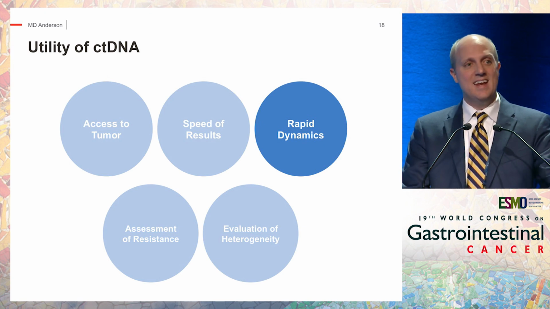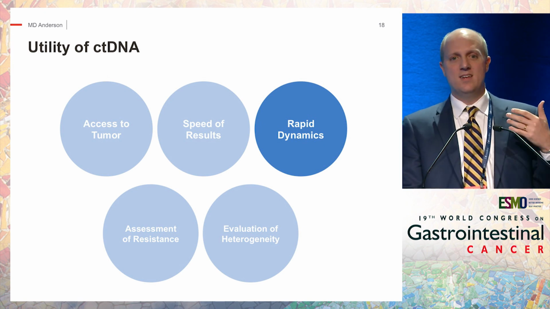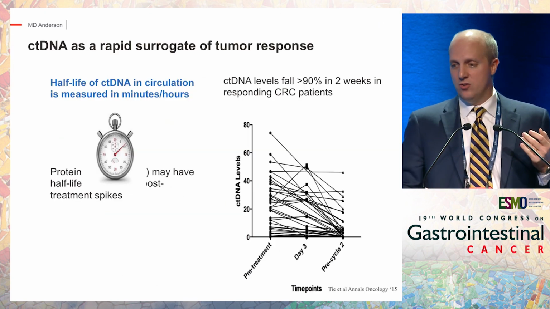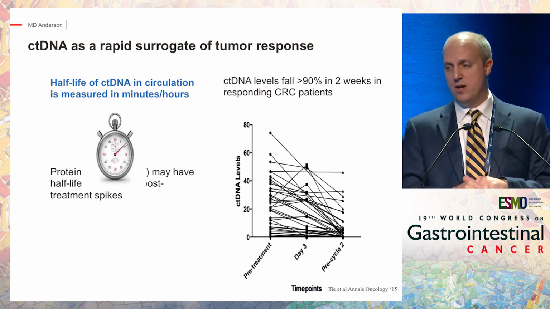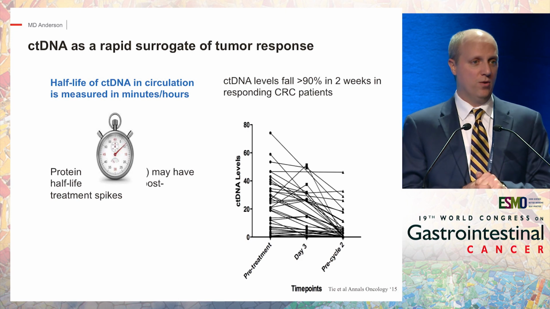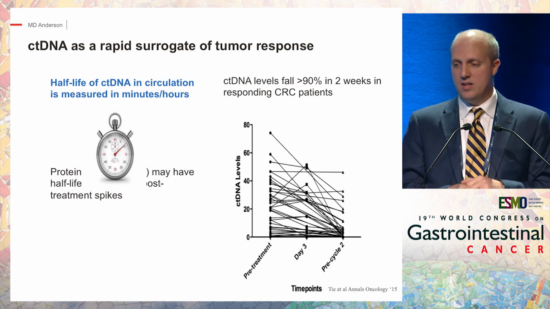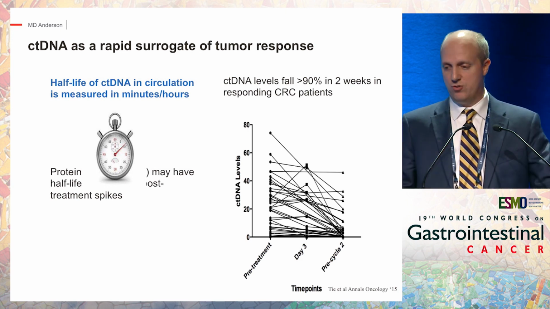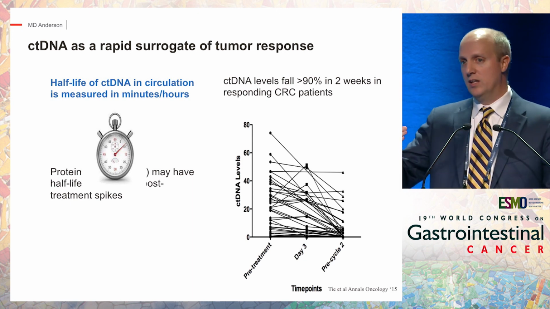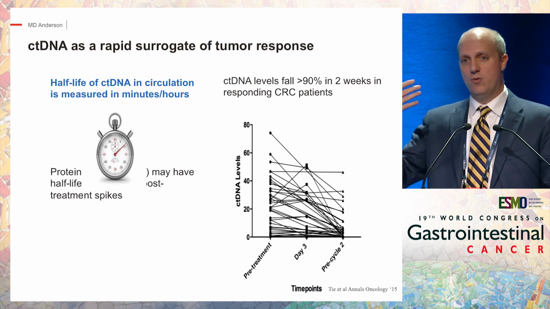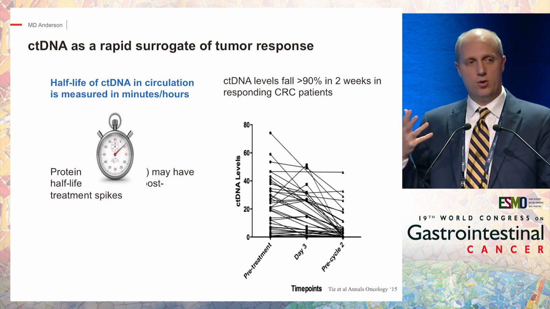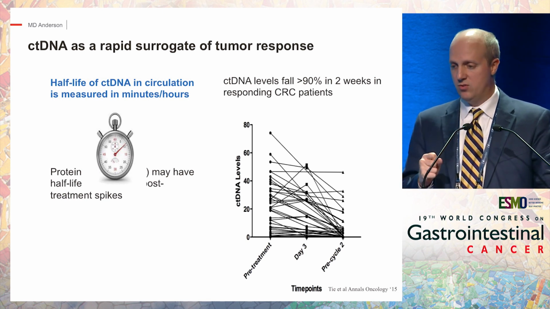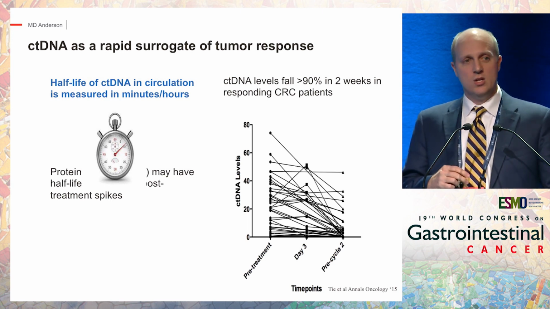Now, ctDNA is also faster with the dynamics of its change. So ctDNA has a half-life that's measured in just several hours at most. The studies that have looked at that have really demonstrated this is continuously released by the tumor and then rapidly degraded. And this is in contrast to protein markers, which change with half-life of days to weeks, and also have these post-treatment spikes. So what does that mean?